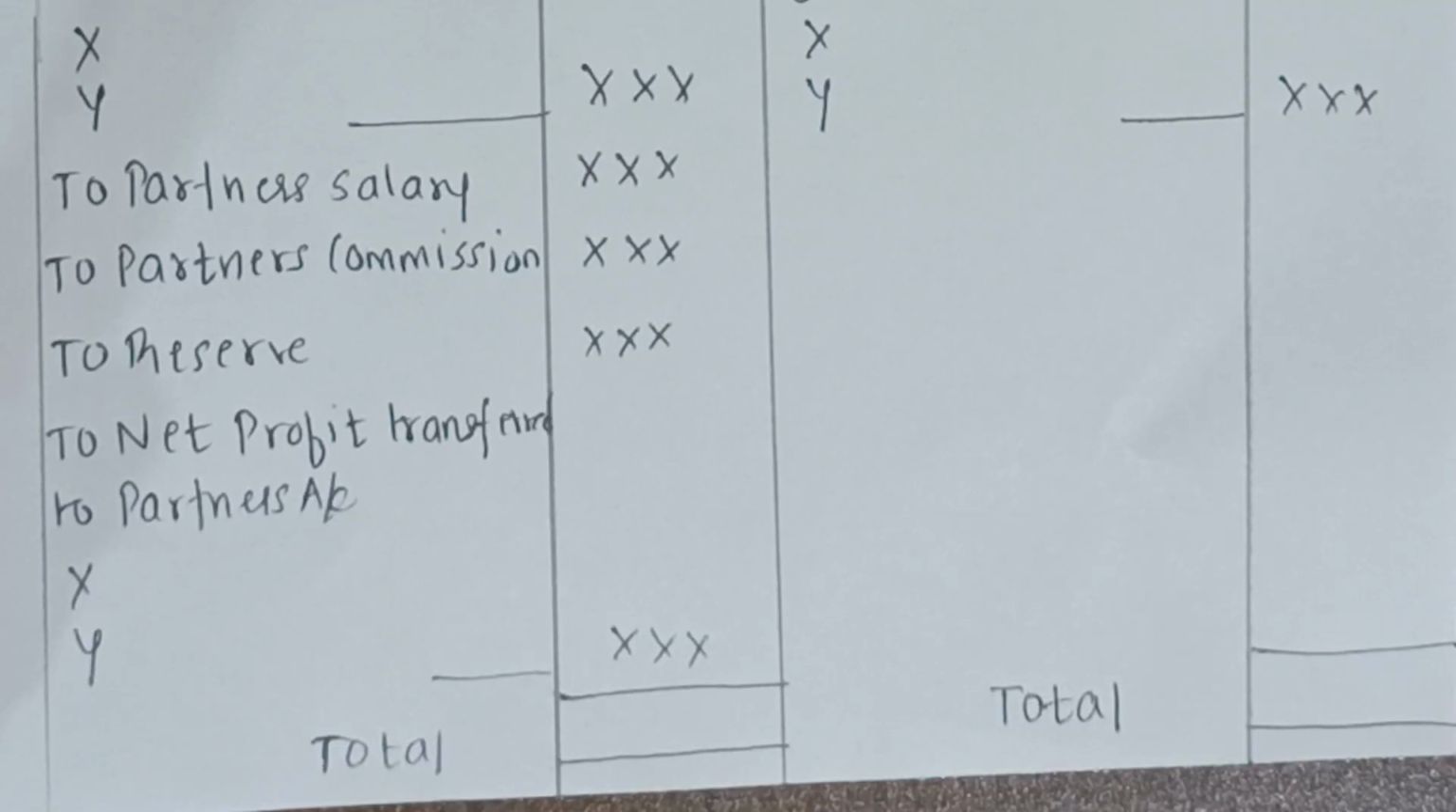Then next is partner's commission. So partner's commission is also an expense for the business, as it is an amount which the company or the firm has to pay towards the partner. So it is an expense for the business and it is pre-agreed as per the partnership deed. So as per the partnership deed, the percentage that you had agreed to pay as commission, that percentage you have to give to the partner.